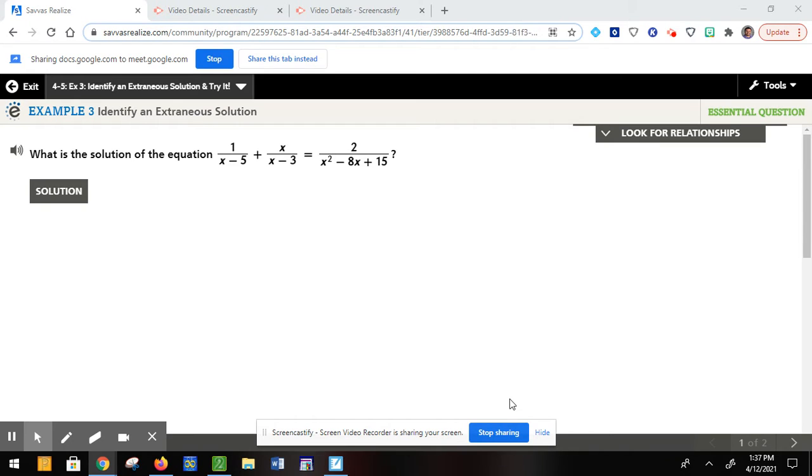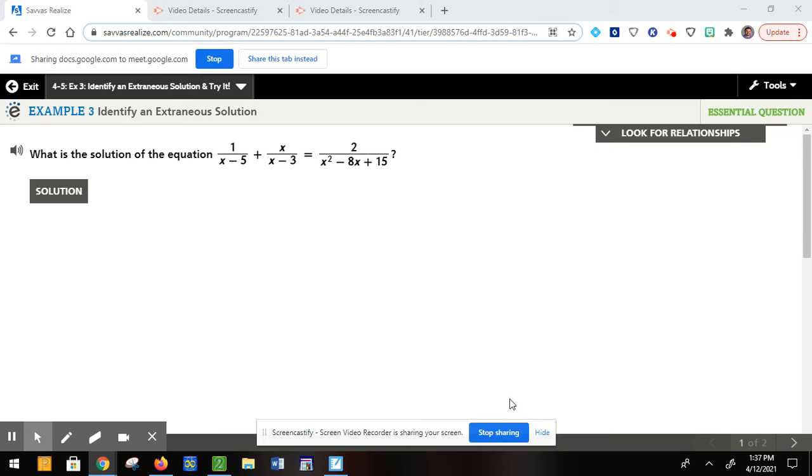Here's another type of question. It is also to identify an extraneous solution. So right off the bat, I know that the solutions can't be 5 or 3, because those are the values that would make any of those fractions' denominator 0, which would be undefined, right? So the solutions cannot be 5 or 3 before we move forward.